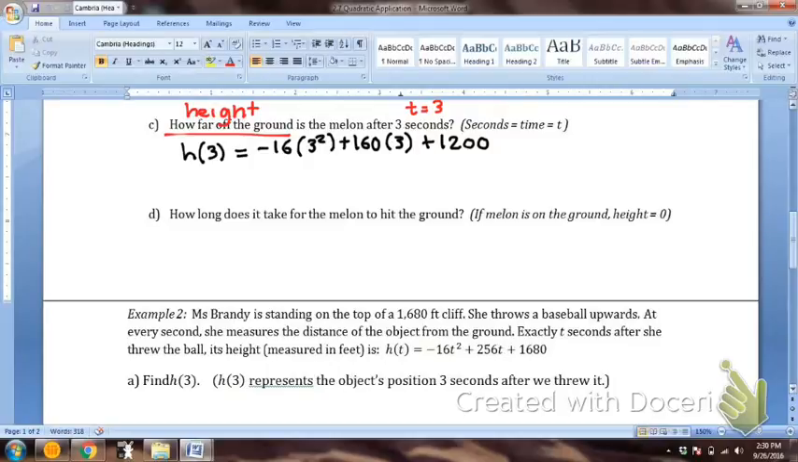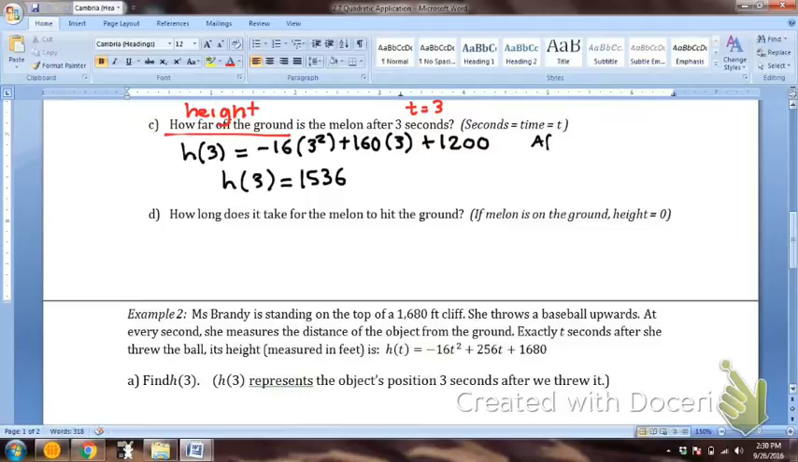Chelsea, what'd you get? I got 1,536. Anybody else echo Chelsea? Yep. Excellent. Okay, Chelsea, what does that 1,536 mean? How far off the ground the melon is? Okay, after what? 3 seconds. Perfect. So that's going to kind of be our sentence, right?